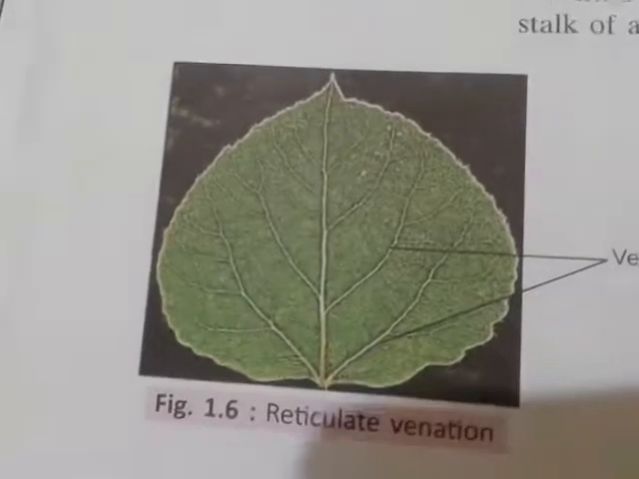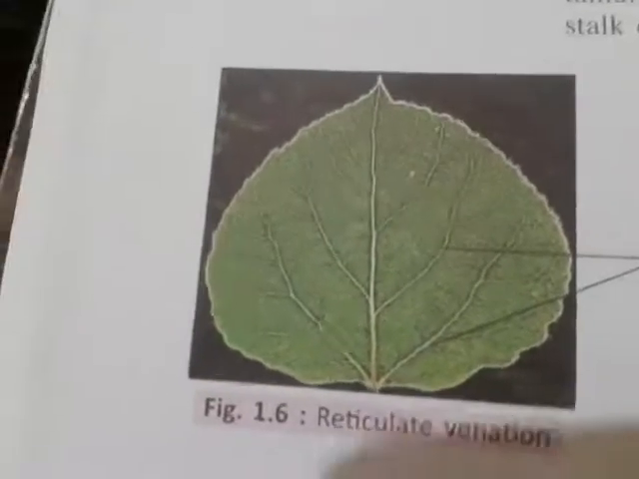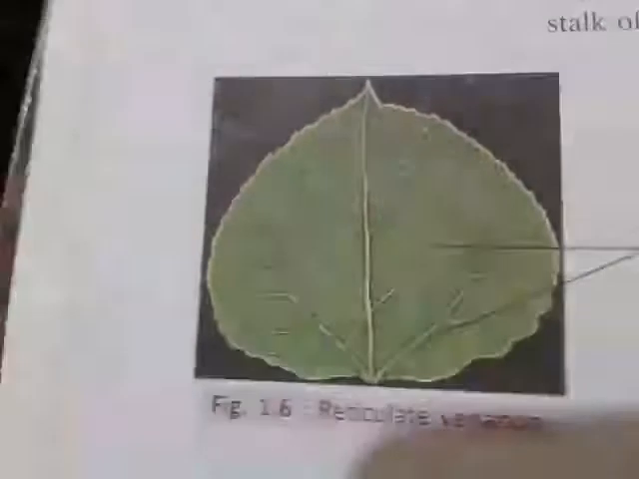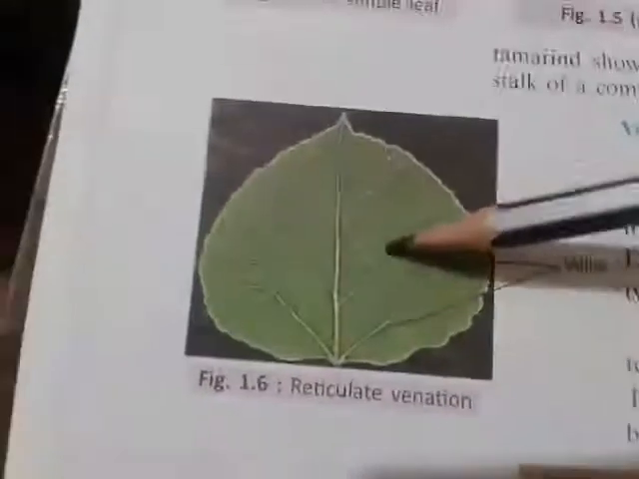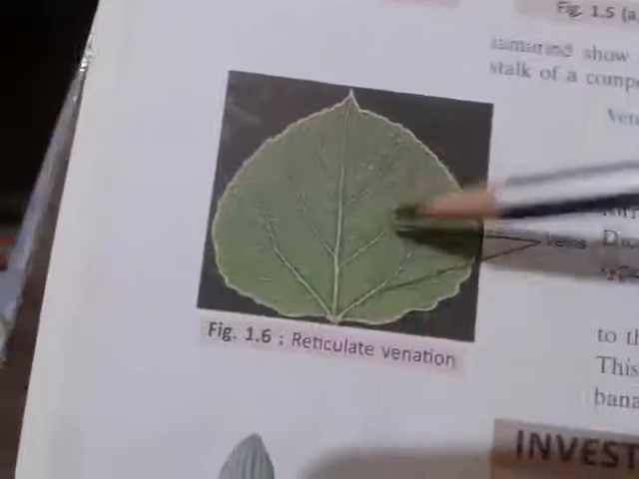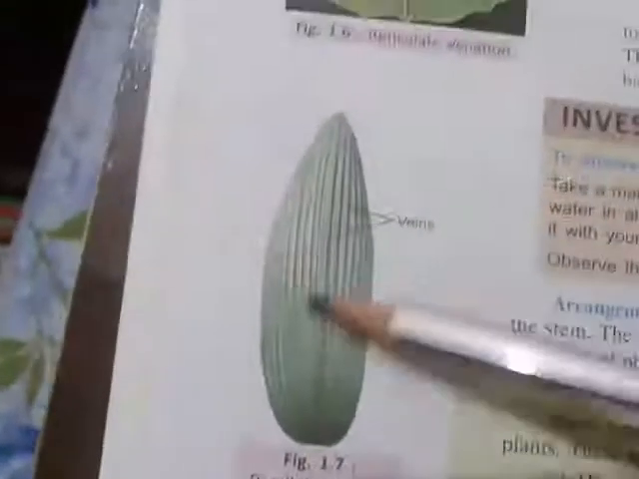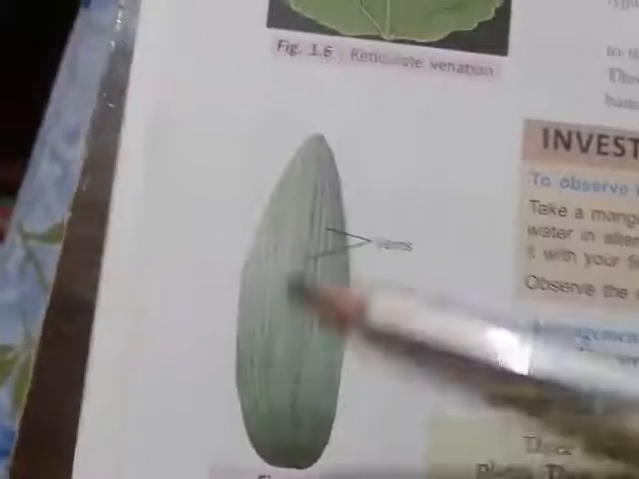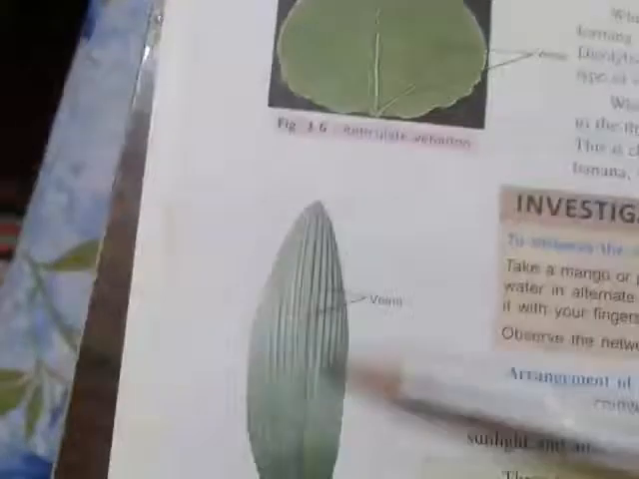So veins and veinlet arrangement. See here, veins and veinlets are irregularly distributed in a leaf blade, or you can say in the lamina. So that's why it is your reticulate venation, and this is your parallel venation, because your veinlets and veins are regularly distributed, or you can say parallelly situated in the leaf. That's why it is your parallel venation.